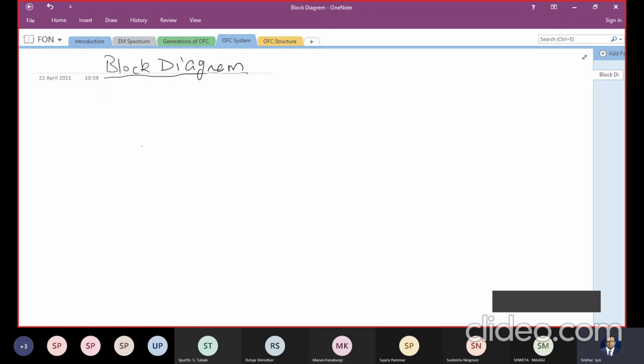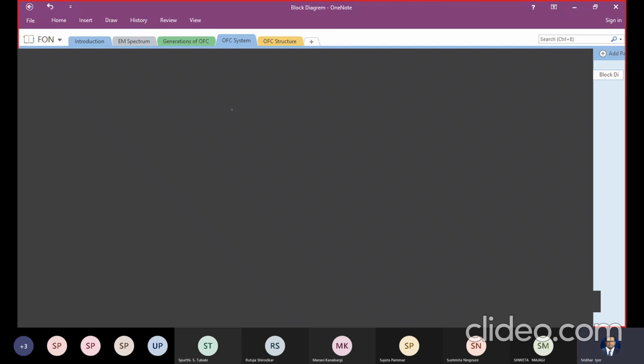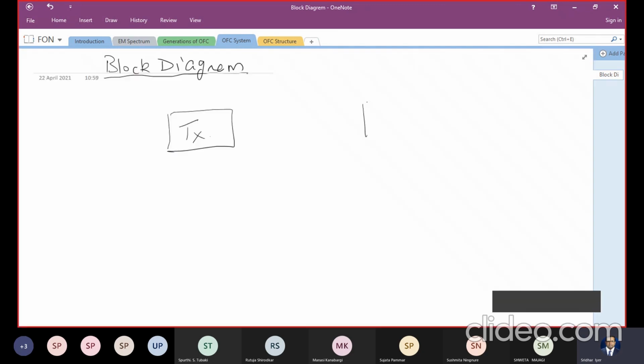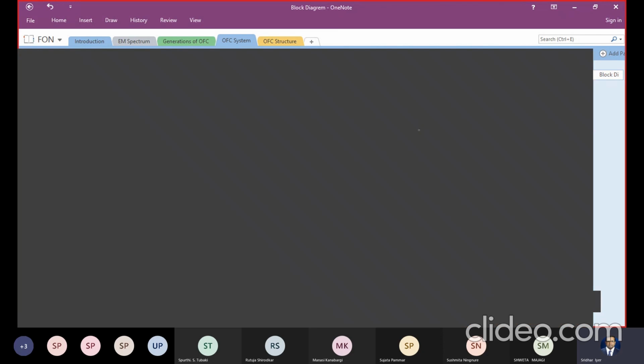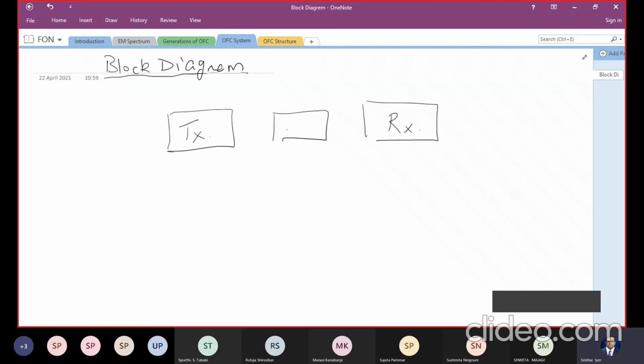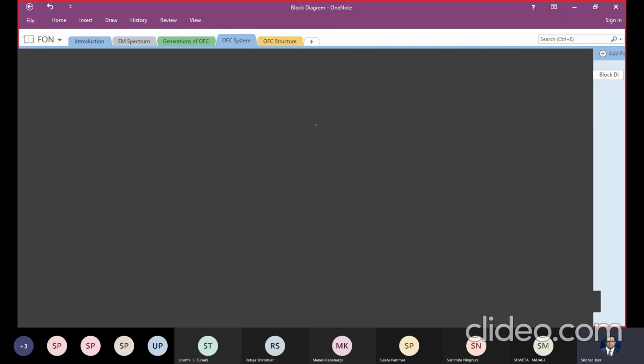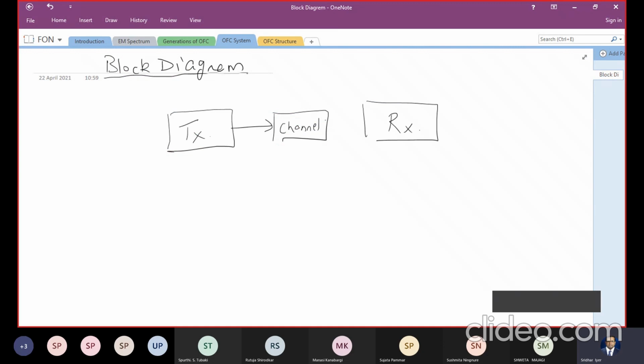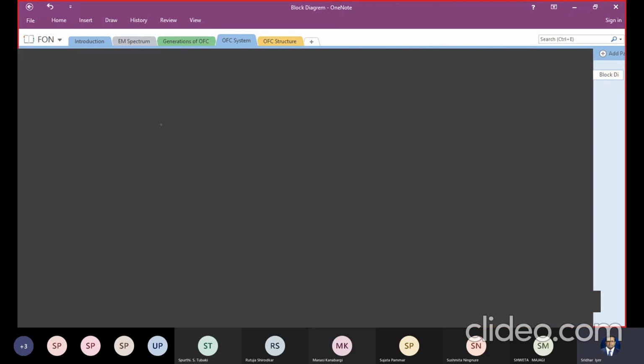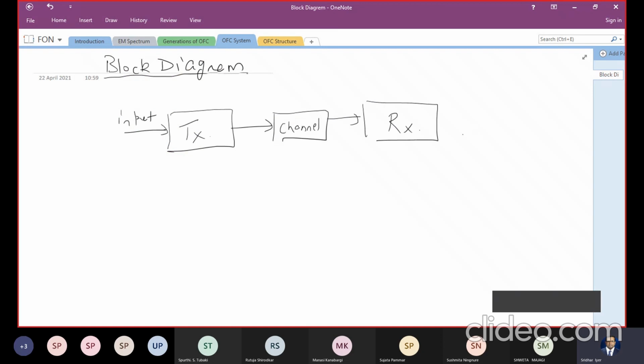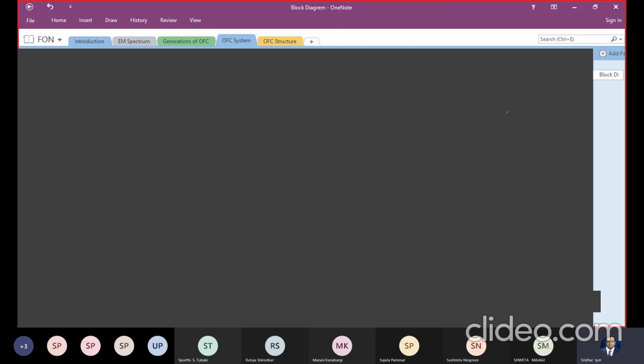Right? Okay. So before we go into the OFC system, in general, for transmitting data or transmitting signal, we need a transmitter. I'll write in short, TX. There has got to be a receiver, RX, and then there has to be a channel, and you connect these. This will be the input. This will be the output.